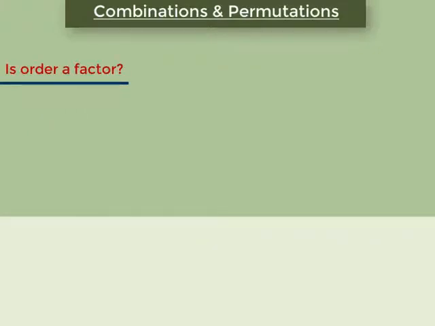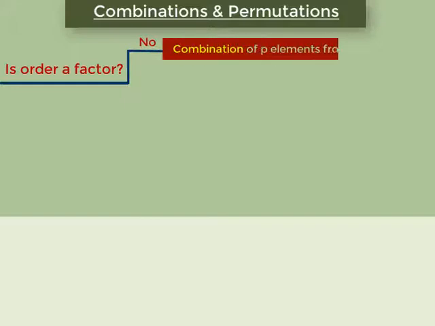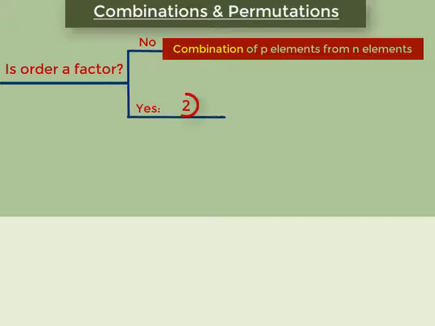When it comes to selecting a subset of objects from a set, the first question that you should deal with is: is the order a factor? If no, each selected subset is called a combination of p elements from n elements. If yes, there will be a second question to deal with.